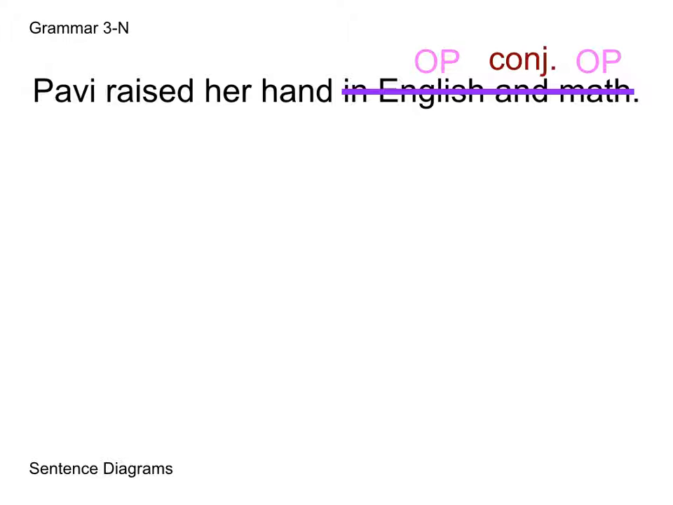And now we just have Pavi raised her hand. This is going to be super easy and straightforward now. We know our subject is Pavi. We know that she is raising her hand. So raised is our verb. And then what is she raising? Remember, there will be a DO with this verb. It's her hand that's being raised. And then her is describing hand. It's telling us whose hand it is. So now that we've figured everything out in this sentence, let's make our diagram.